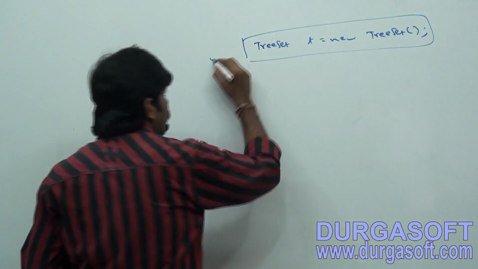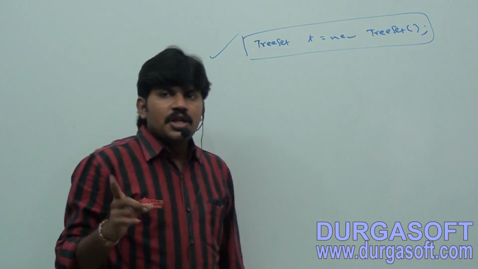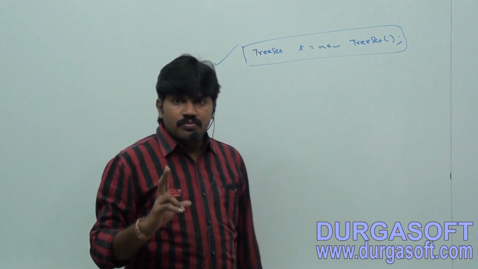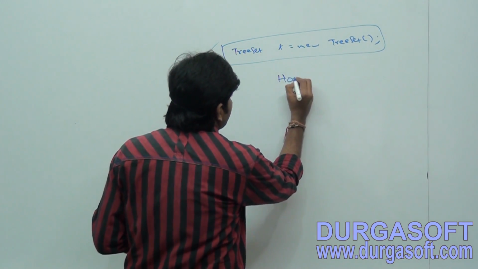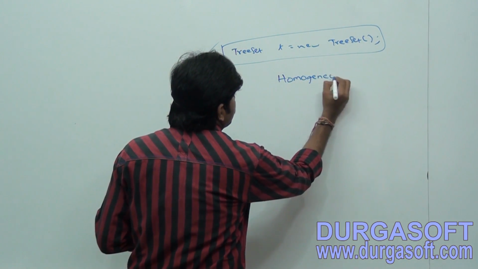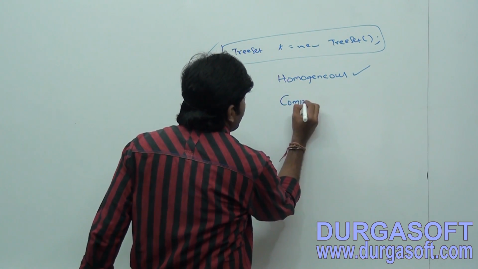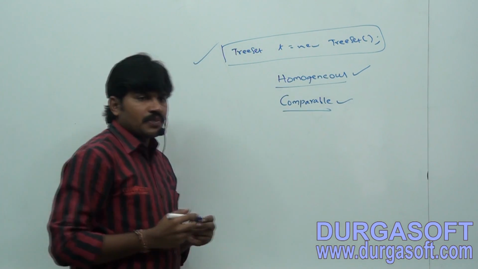Okay, make sure if we are depending on default natural sorting order, compulsory the objects should be homogeneous and comparable. Homogeneous and comparable. Are you getting?